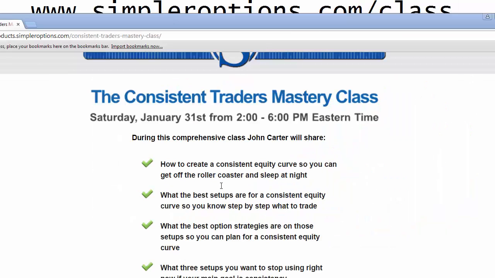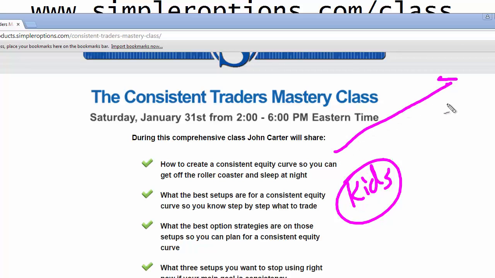So what I'll be talking about is how to create a consistent equity curve so you can get off the roller coaster and sleep at night. Part of my goal for 2015 is that I spend more time with my kids. This means not waking up in the morning and trading, not looking at the computer Sunday night and doing futures.